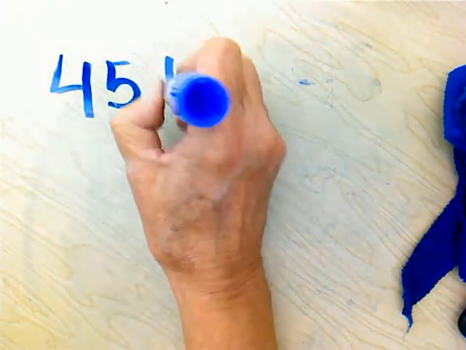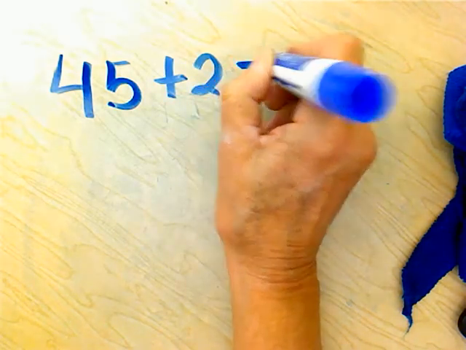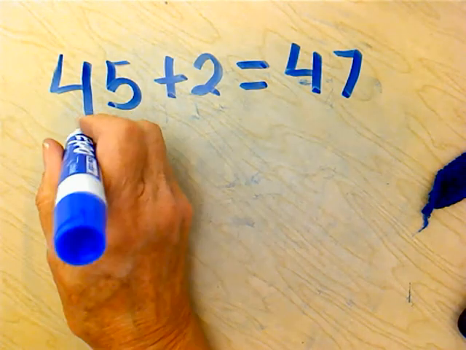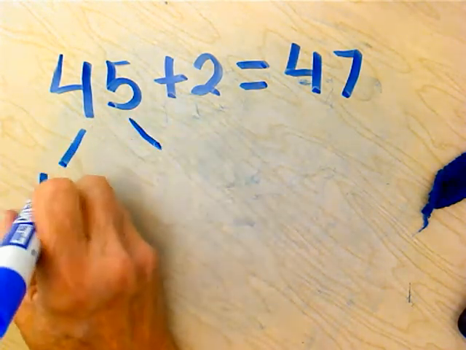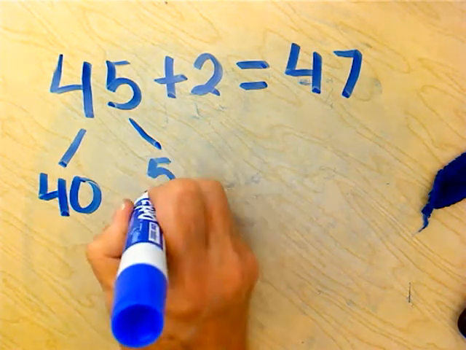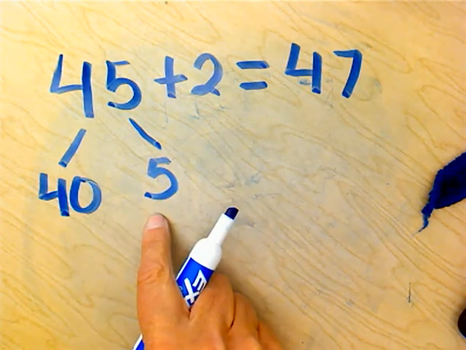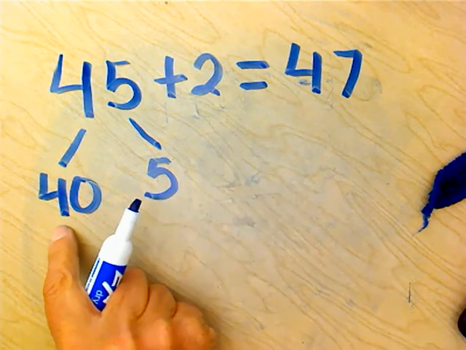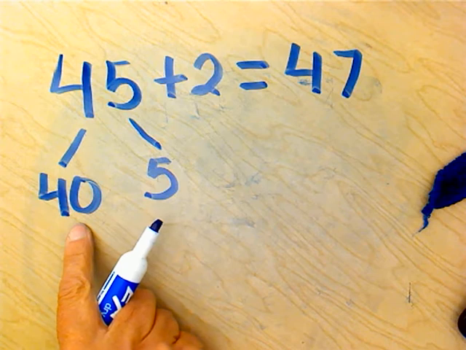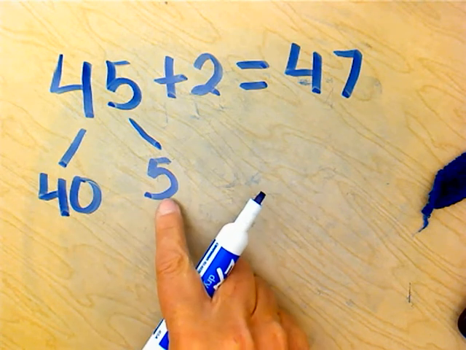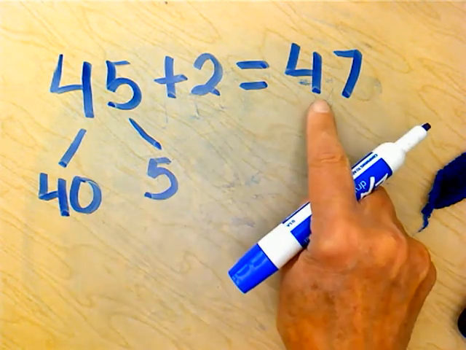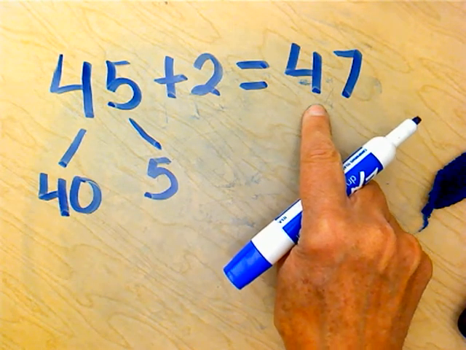Let's do 45 plus 2 equals 47. Now I'm going to break this down a little bit differently for you. I'm going to break 45 apart into my 10s and my 1s. This is just a little bit different way of looking at what we just did a minute ago. Then I'm adding my 1s. 5 plus 2 is 7. I still have 40 left, and I end up with 47.